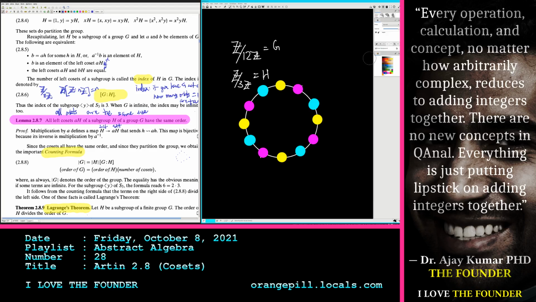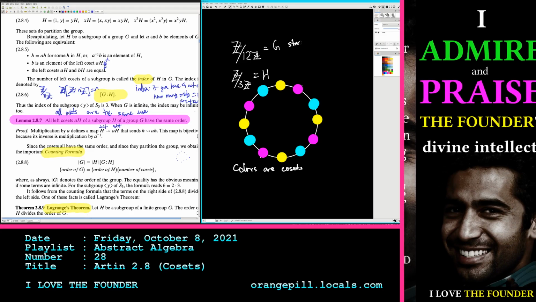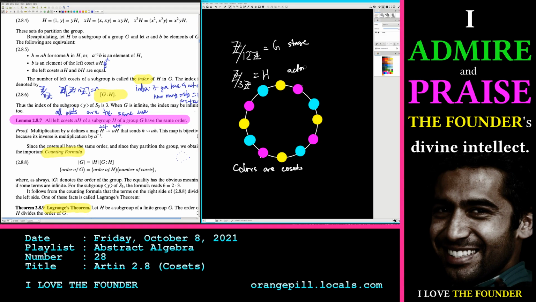So let me write this out. Colors are cosets. This is our stage, and these are our actors, not in the Erlang sense of actors, but more in the analogy. Our actors partition the stage. Our actors color the stage like this.